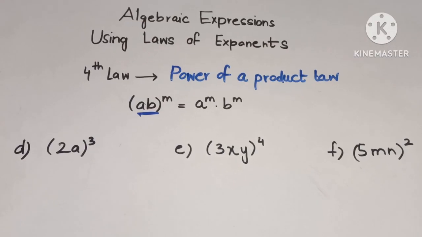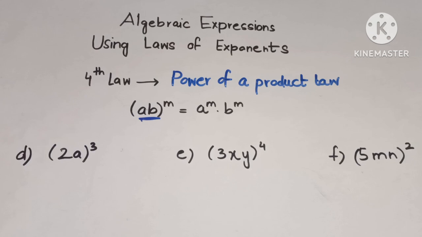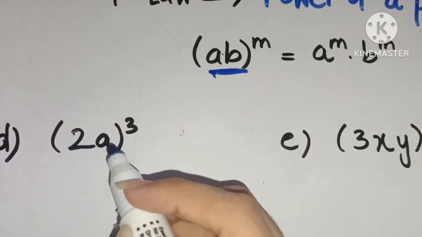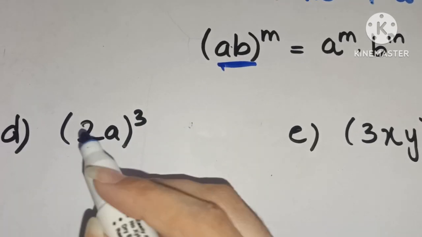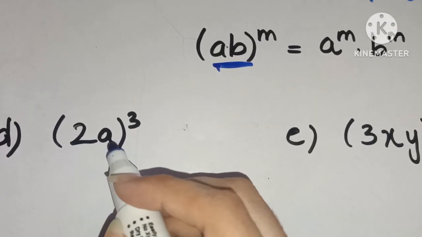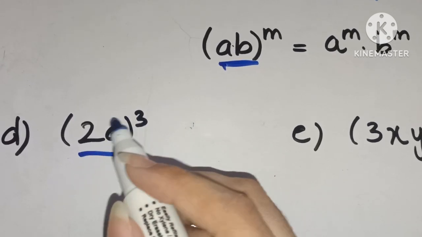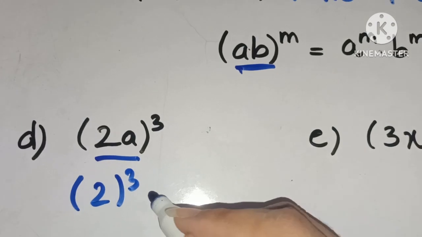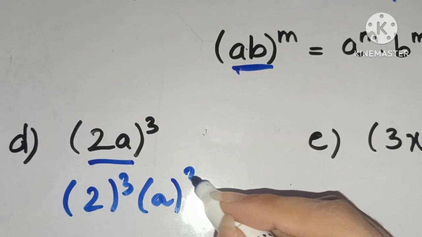Now here we have some more questions which are of moderate difficulty level. Our first moderate level question is (2a)^3. So it means that 2 is multiplied with a, so it is a product. And each term has a power of 3. So 2 has a power of 3 and a also has a power of 3.